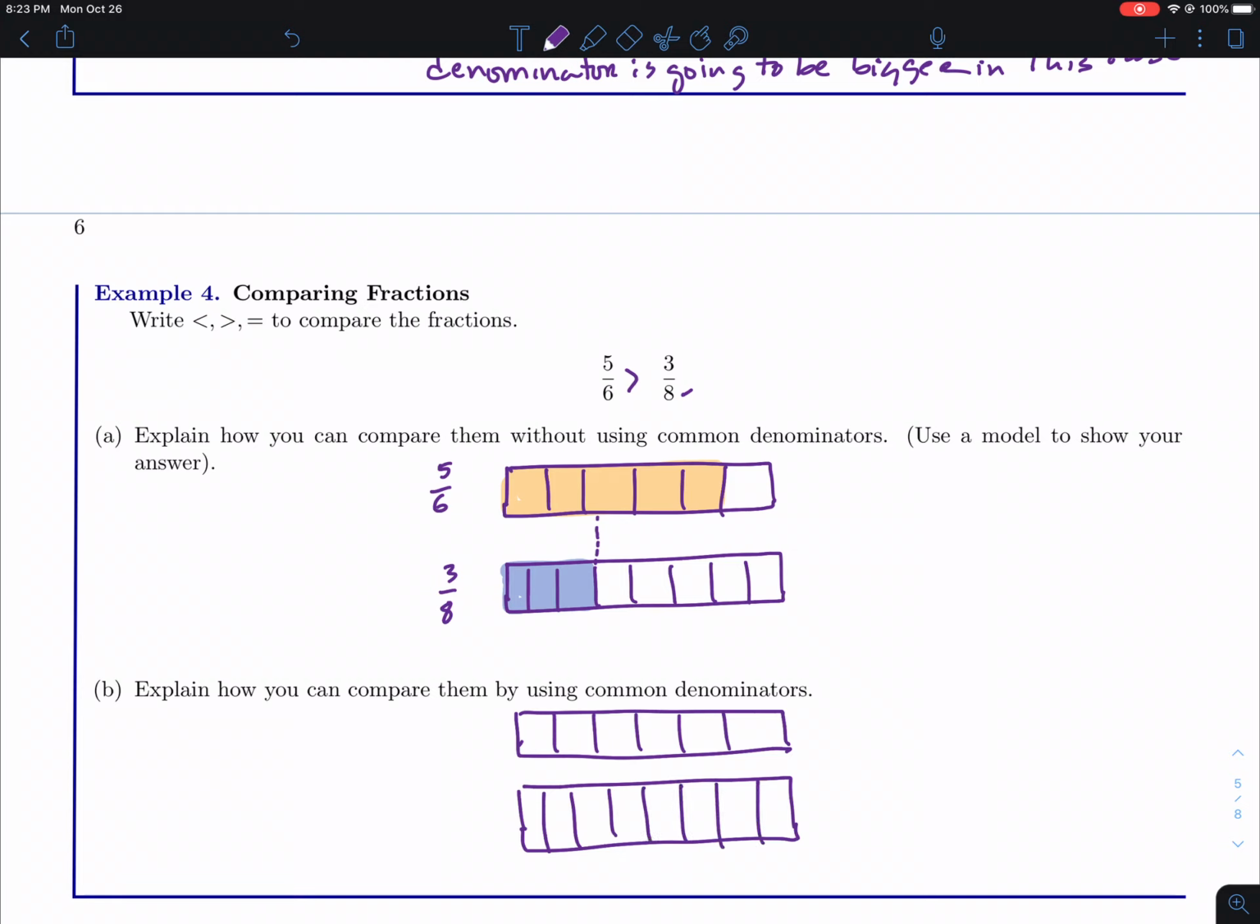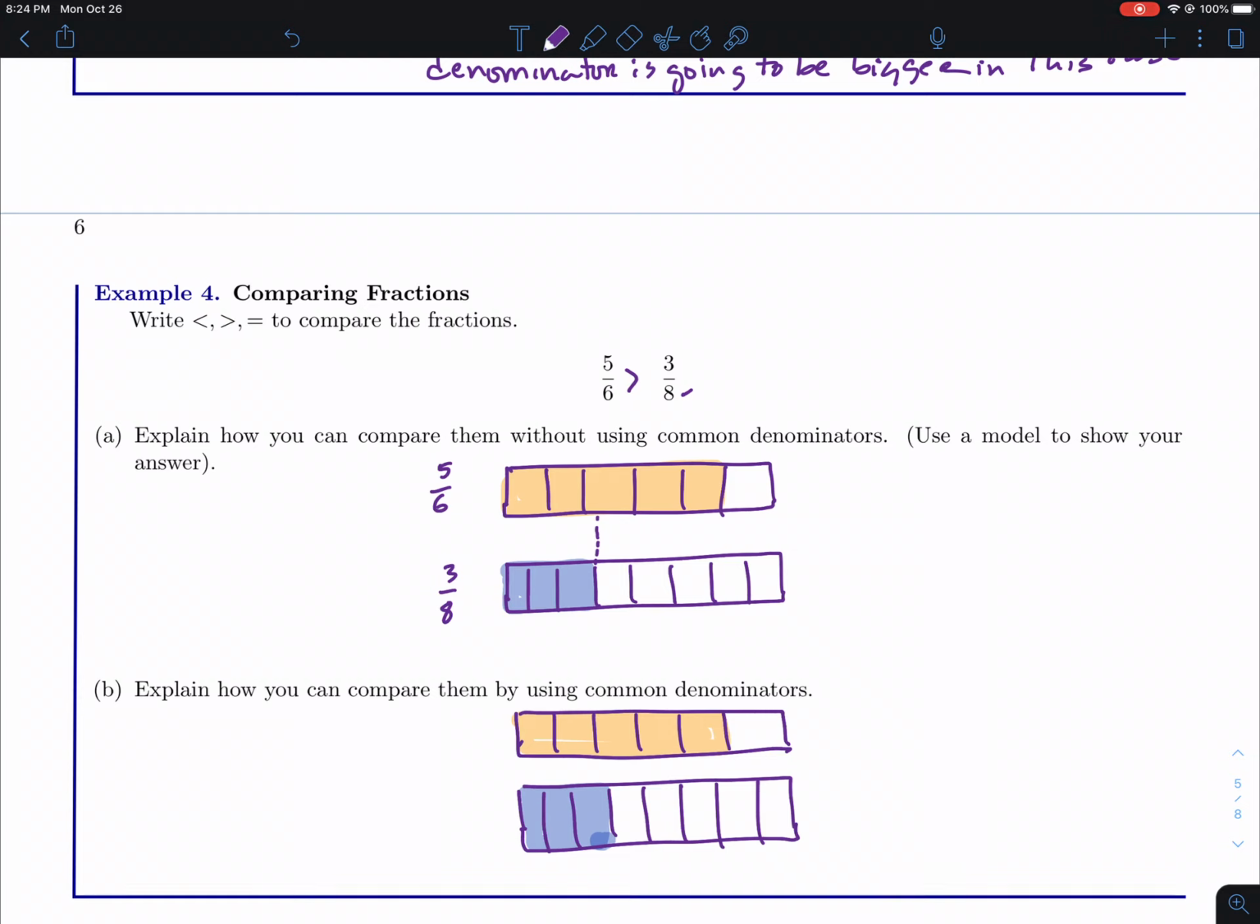All right, and so again, let me just shade these in real quick. There's my 5/6. There's my 3/8. And so what we could do is try to subdivide this rectangle some more to see if we can get some number that's in common with these fractions, so that all the blocks end up being exactly the same length. And then once they're exactly the same length, we can just count the blocks and go from there.